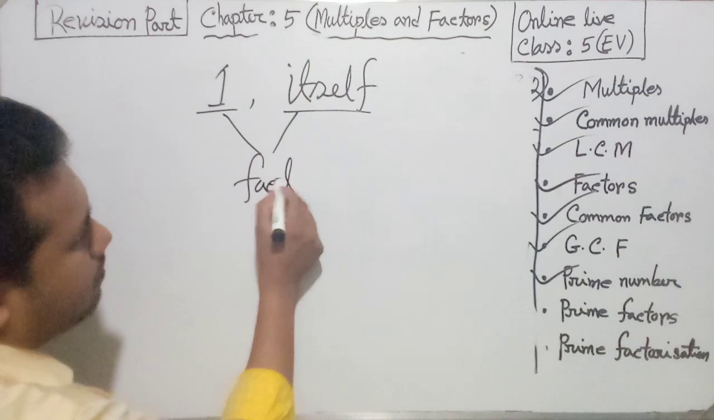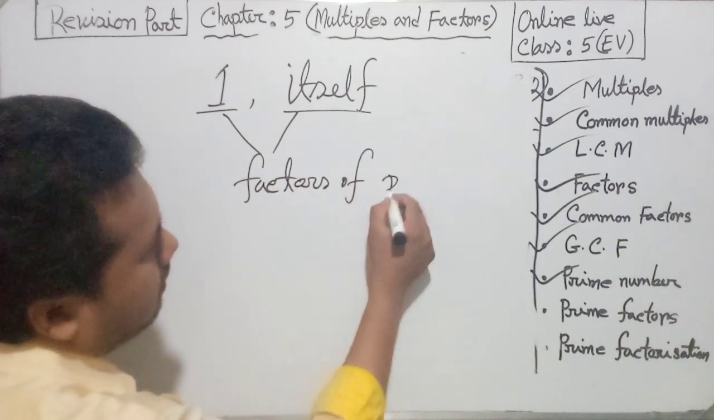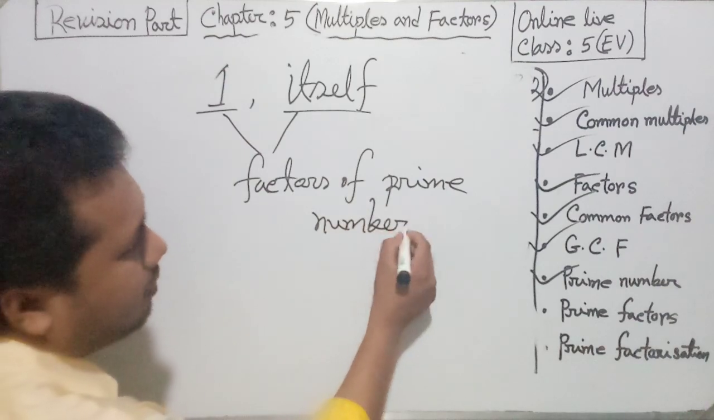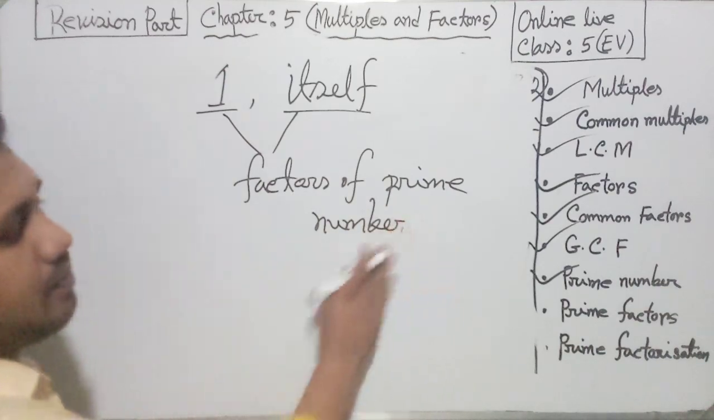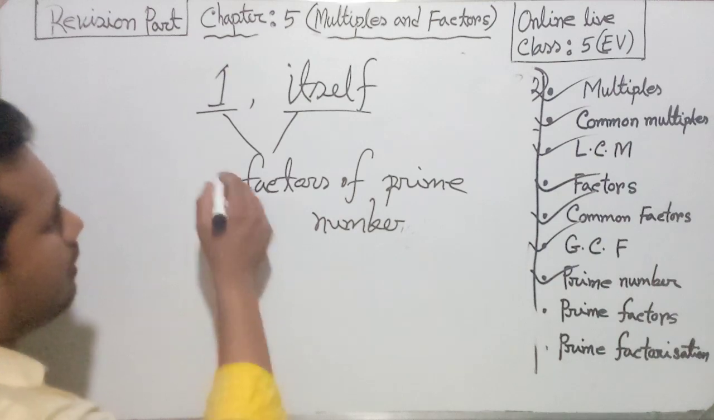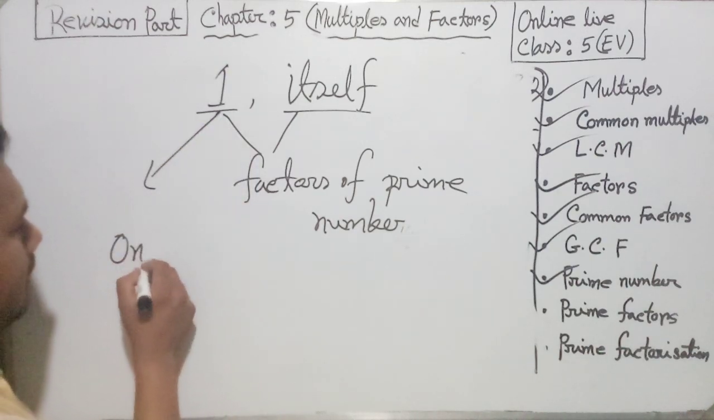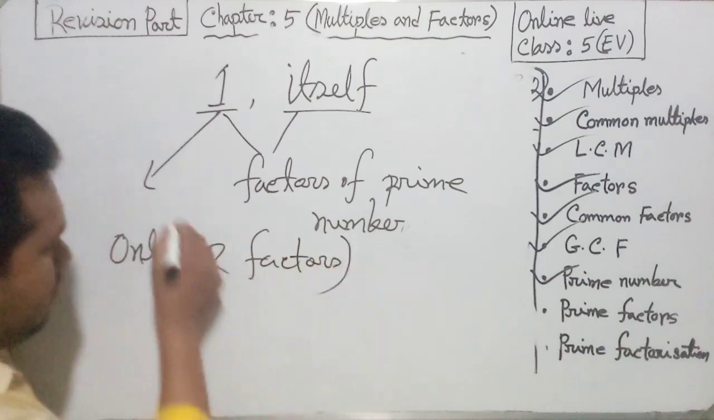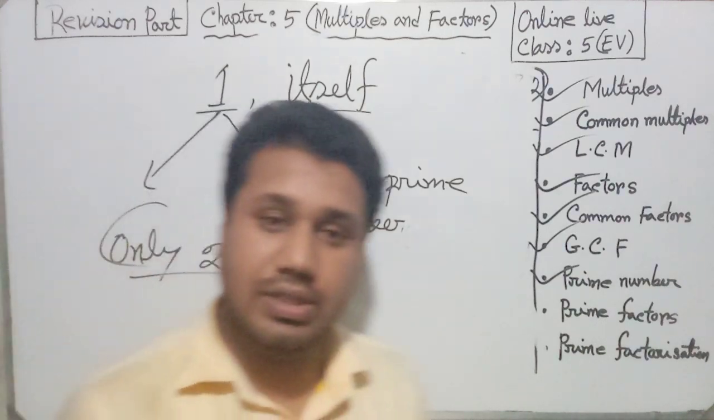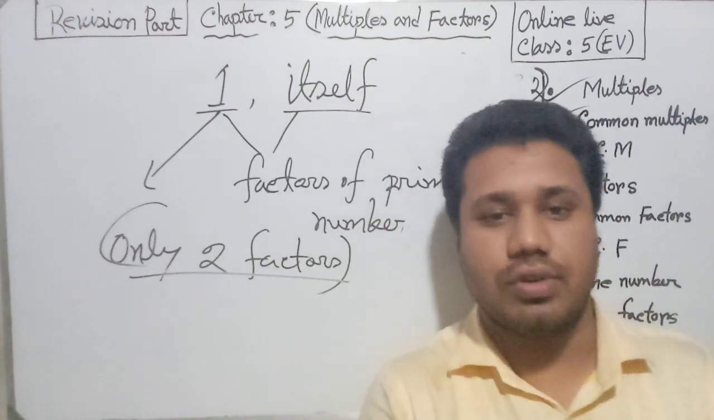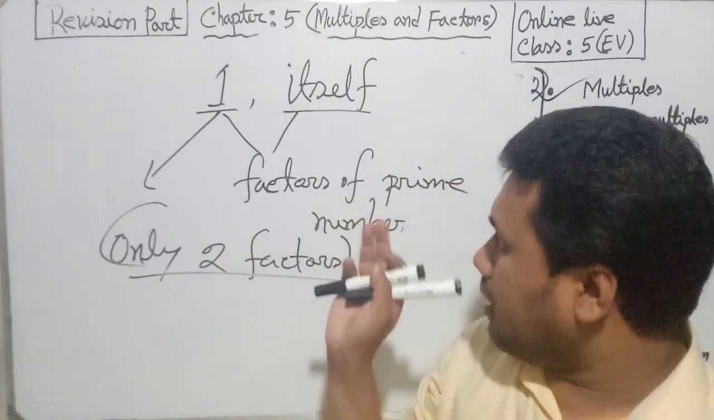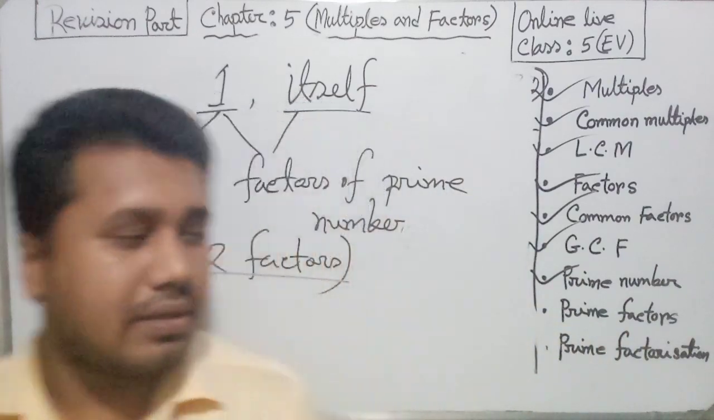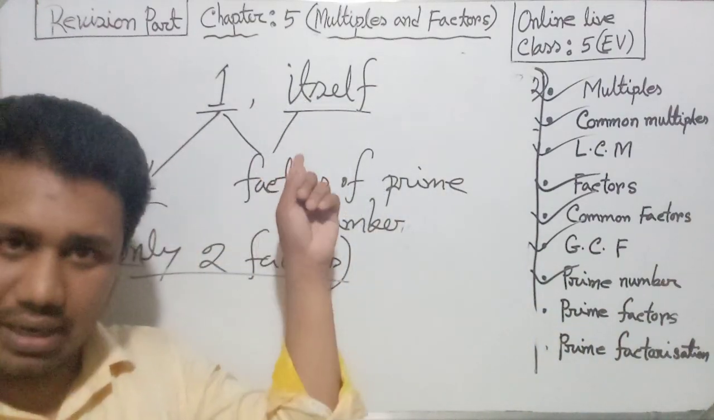Dear students, how many factors does a prime number have? Only 2. We can say only 2 factors. So this is another important short question: how many factors does any prime number have? Any prime number has 2 factors, 1 and itself.